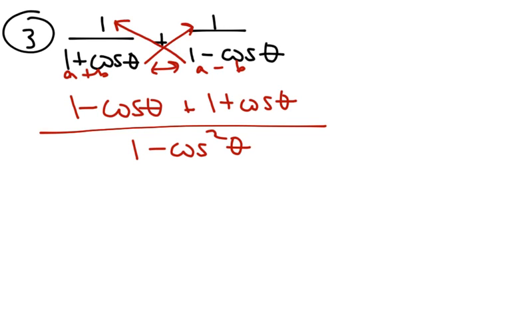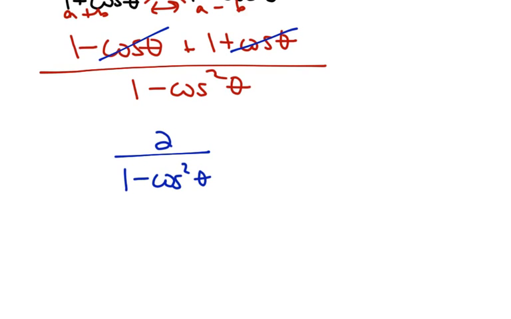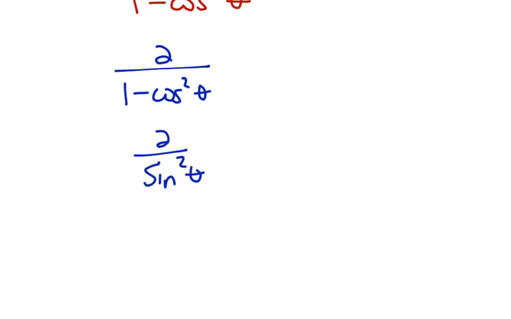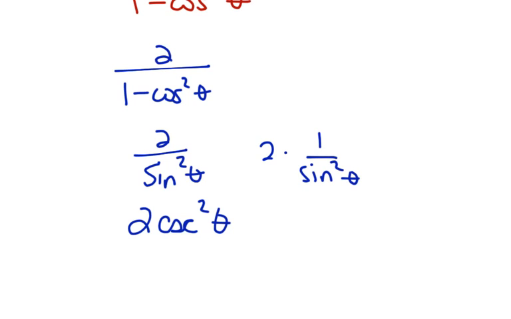So now, when I go to simplify the numerator, these cancel and you're left with 2 over 1 minus cosine squared theta. But remember, 1 minus cosine squared theta, that's sine squared theta. And in order to simplify this into a single trig expression, we're going to write this as 2 cosecant squared theta, because 1 over sine squared theta is cosecant squared theta. And that's as simplified as we can get.